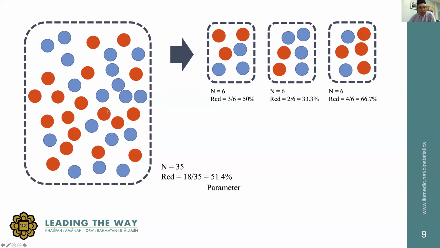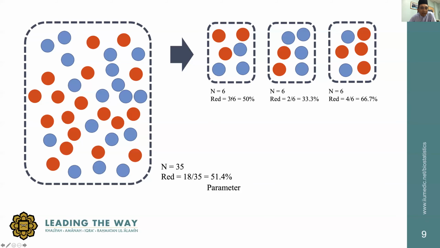If this is the actual population, and the population is 51.4%, and you randomize all the balls here properly, which one of these three will most likely occur? Anyone? Which one? The first one, right? Yeah, because this is around 50-50. So most likely you will get this one more frequently than the others, because this is a true representation of the population, even though you do not know the actual parameter.